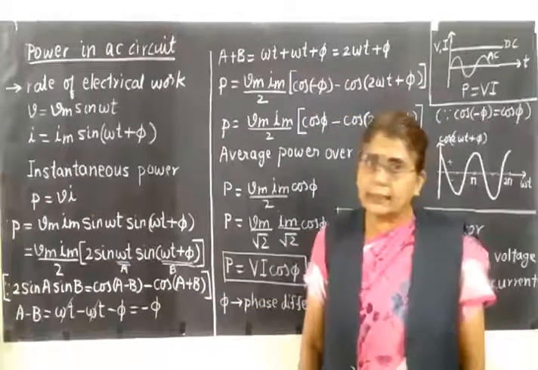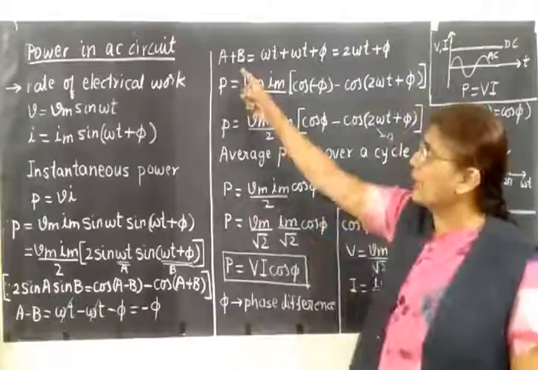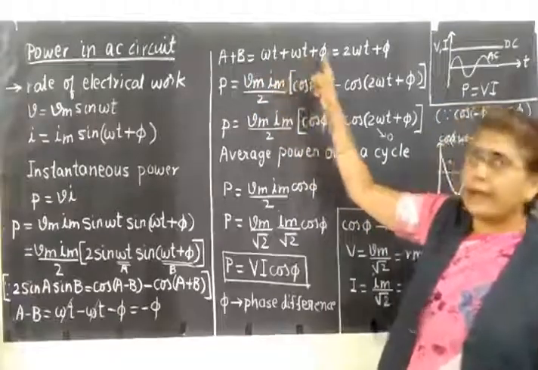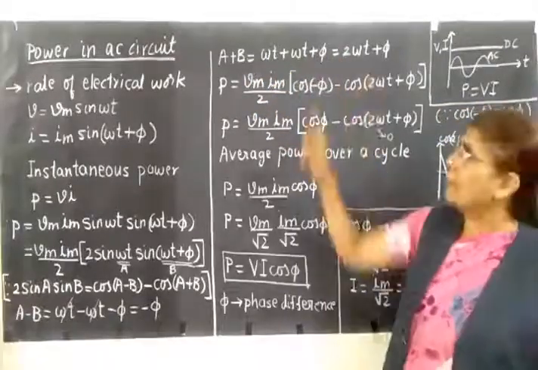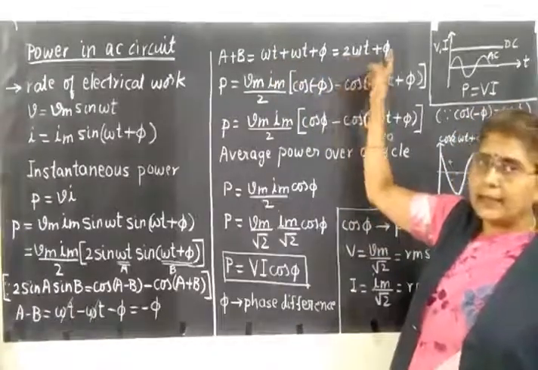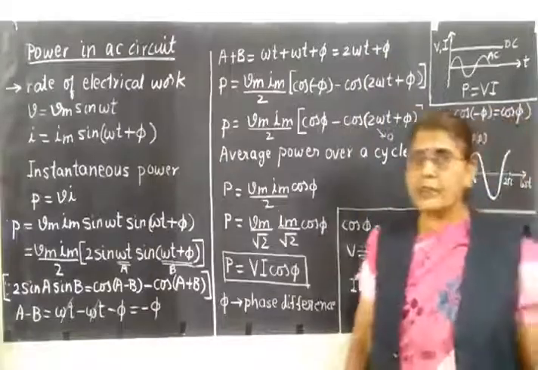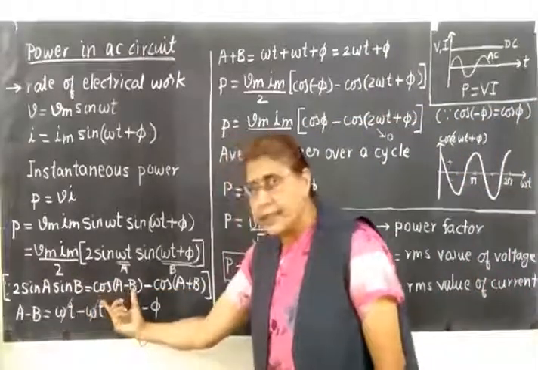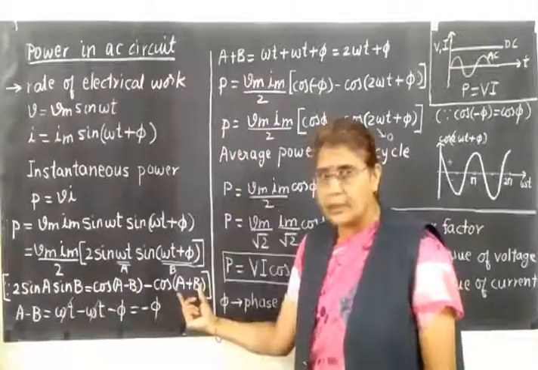Now, we shall find out the sum A plus B. So, A plus B. A is omega t and B is omega t plus phi. And if you take the sum, omega t plus omega t, so it will become 2 omega t plus phi. Now, we shall apply the formula. So, the value of this is nothing but cos of the difference minus cos of the sum.